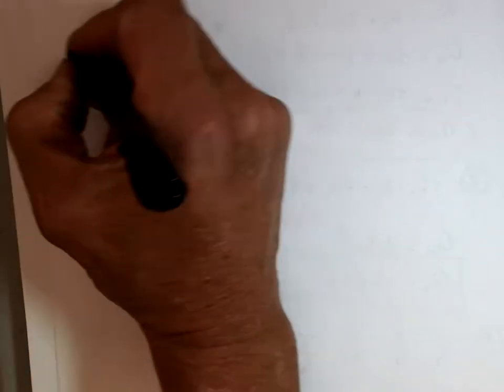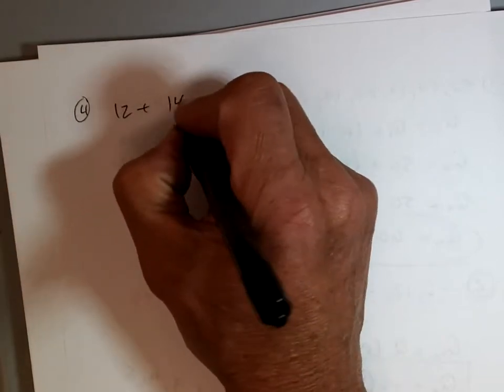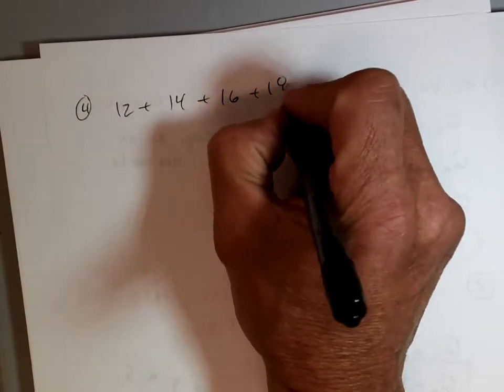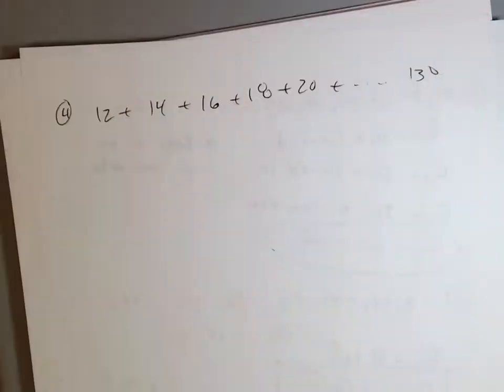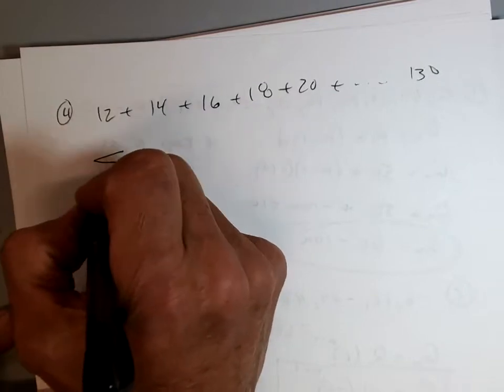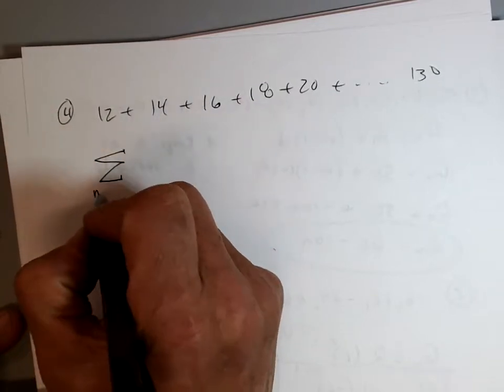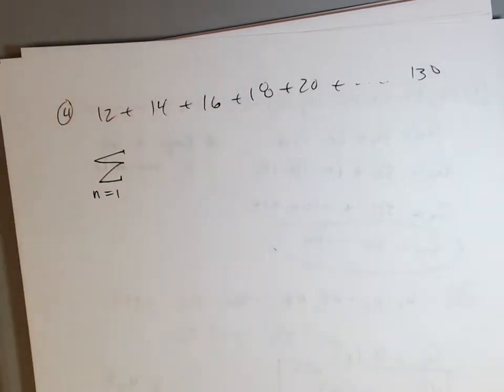Alrighty. Okay. All right. Number 4. I've got 12 plus 14 plus 16 plus 18 plus 20 plus all the way to 130. Now, it says summation, right? Summation. Boom. There it is. So let's write it down. Let's go straight to sigma, n equals 1. Okay, now we need a formula, right? So is it arithmetic or geometric? Arithmetic. Yeah.